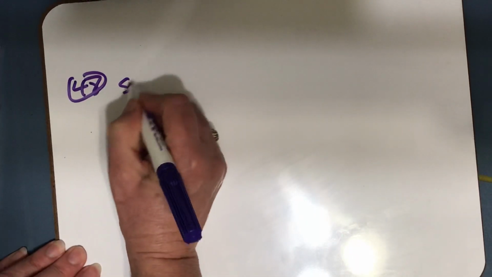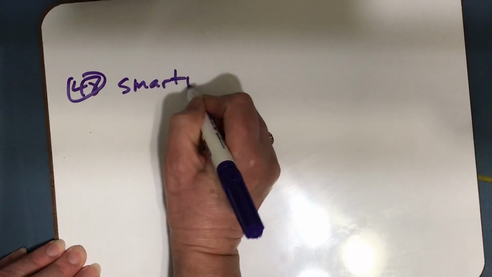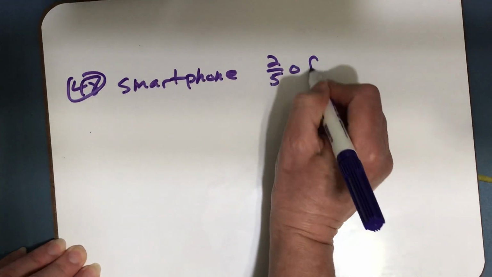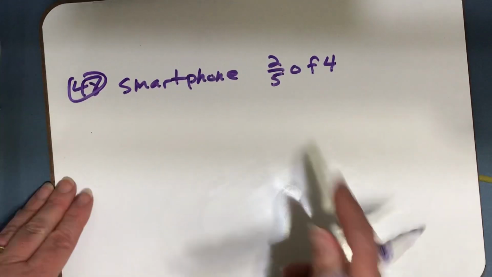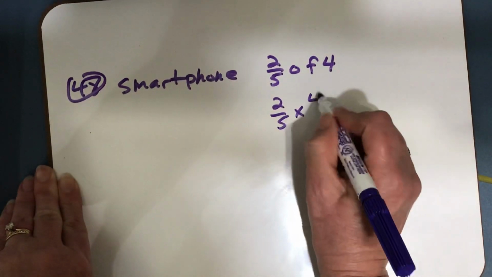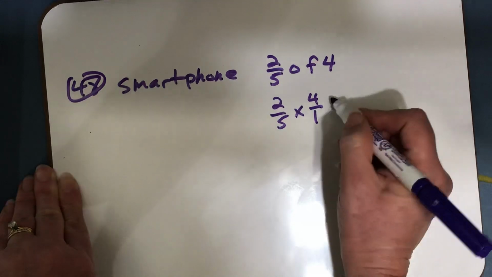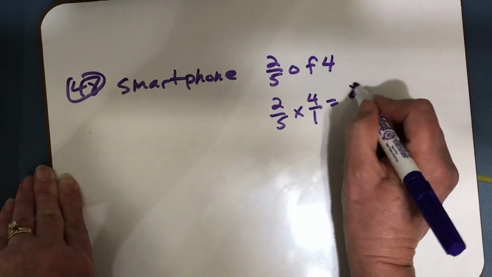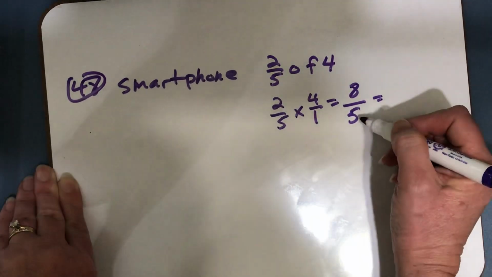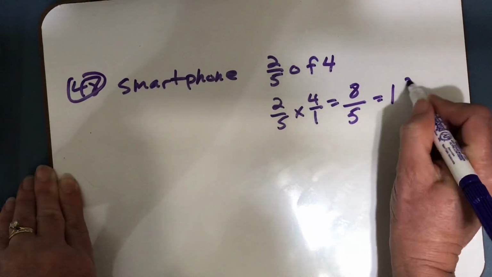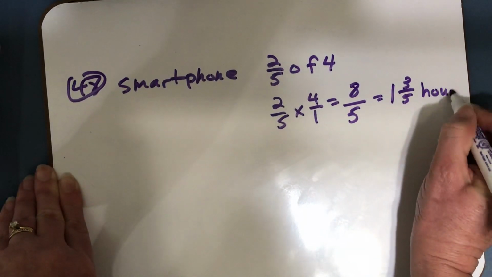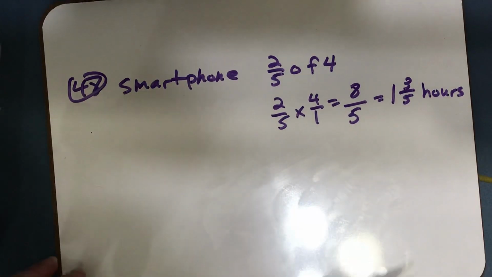So smartphone would be 2/5 of 4. And remember that of means to multiply. So 2/5 times 4/1. Okay, so that I would multiply. 2 times 4 equals 8. 5 times 1 equals 5. 8/5. And I simplify that. 5 goes into 8 once with 3 left over. So 1 3/5 hours on a smartphone. And then we have the tablet.